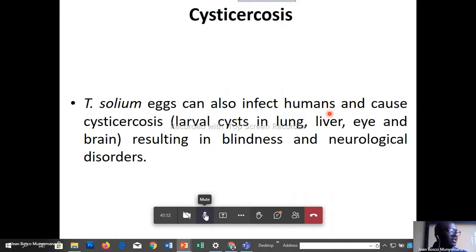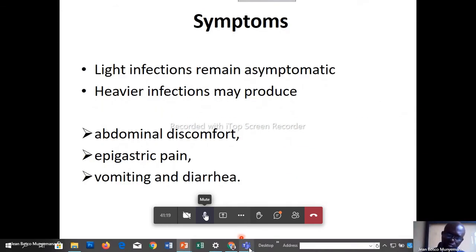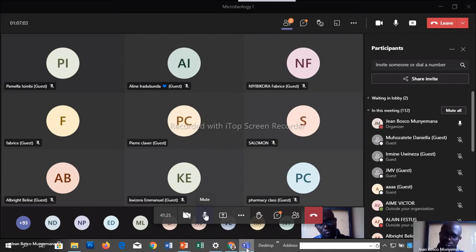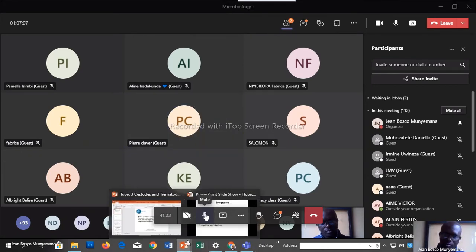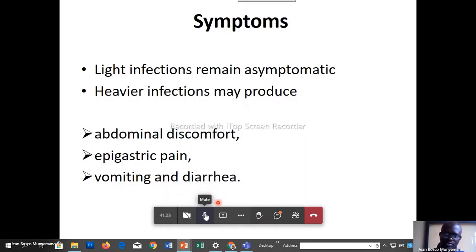As I said on the previous slide, what is the epigastric pain? You know gastric, what is it? Gastric juice. Yes. The stomach. Yeah. Epigastric pain is the pain in the region where we find the stomach.